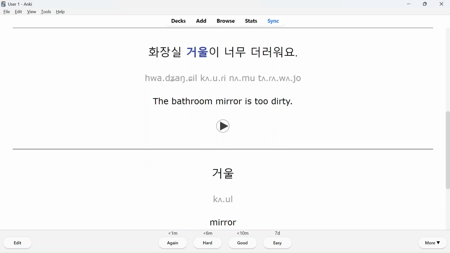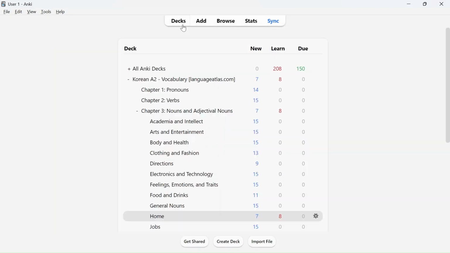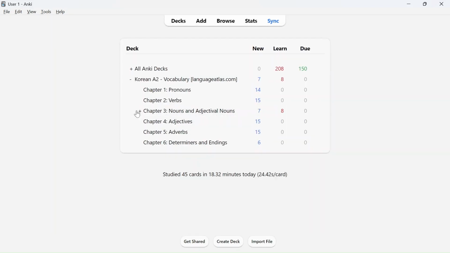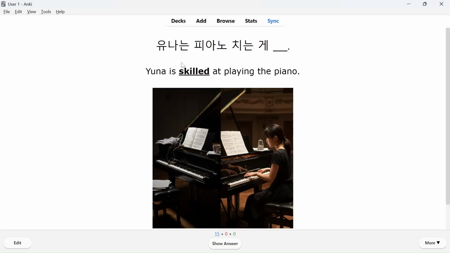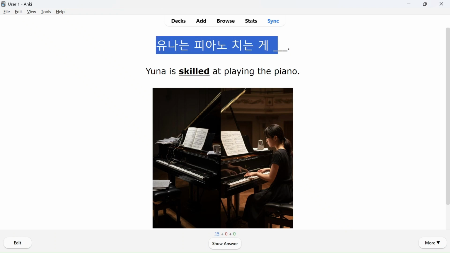Great. So I could continue, but I think you get the picture. That was chapter 3, nouns and adjectival nouns. Now I'd like to go to chapter 4, which is about adjectives. Study now. And we see the first card type again.